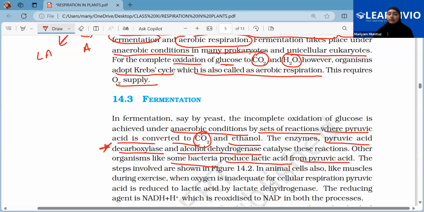The steps involved are shown in animal cells also, like muscles during exercise. When oxygen is inadequate for cellular respiration, pyruvic acid is reduced to lactic acid. See, in our muscle cells, whenever we do some heavy exercises or we run, like workouts and stuff, we feel like we are running out of air, because at that point of time, the anaerobic condition arises for us, because oxygen shortage happens. So in that time, in our muscles, lactic acid fermentation happens, wherein the pyruvic acid gets converted into lactic acid in our muscles.